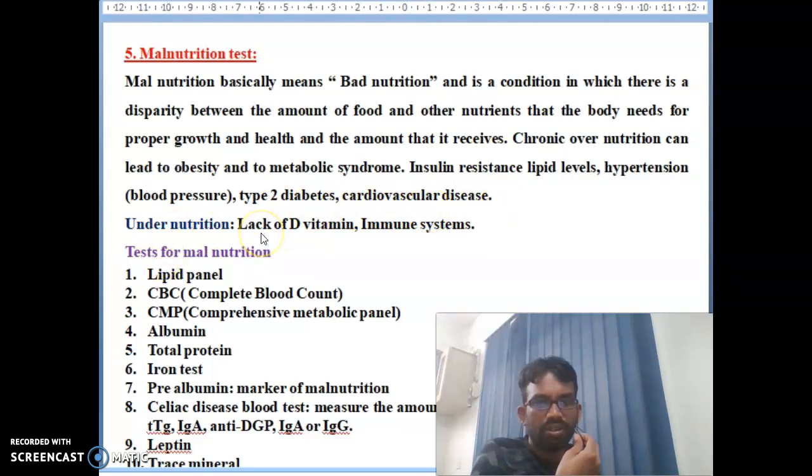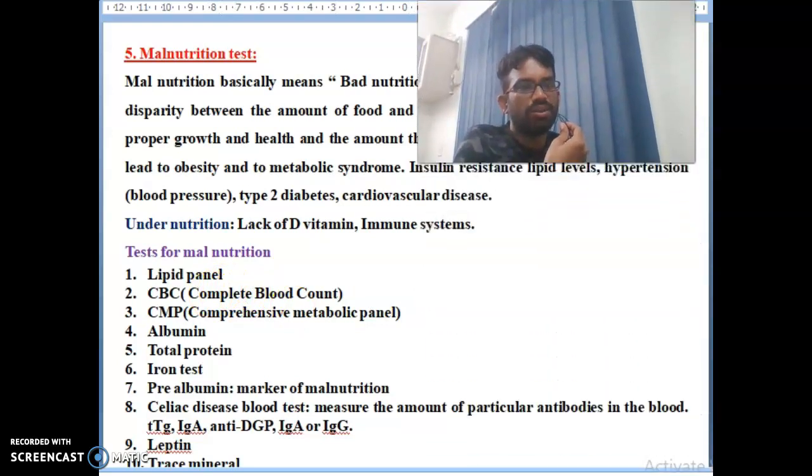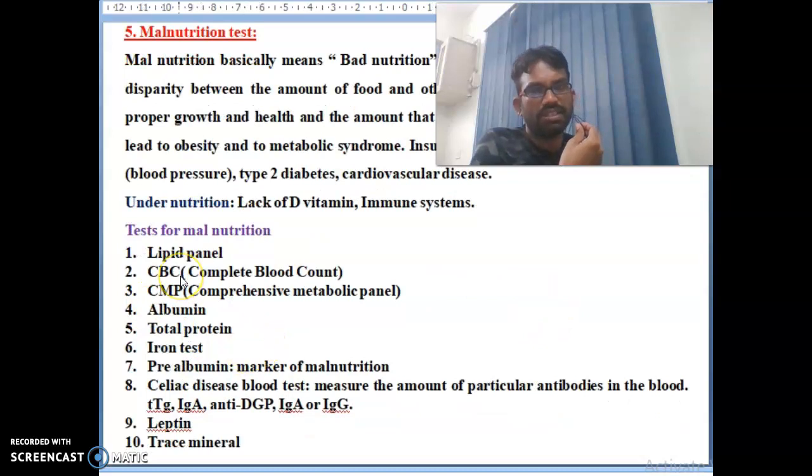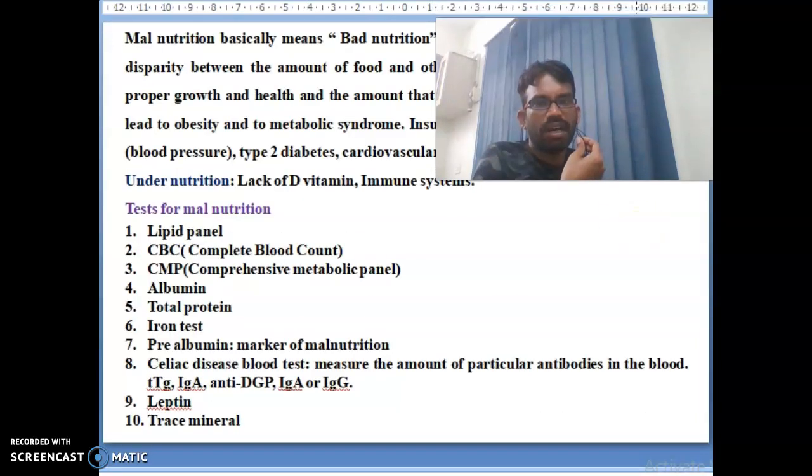You can see undernutrition and overnutrition. Undernutrition means lacking vitamins and immune system support. What are the tests for malnutrition? Generally, if you visit the hospital, they will do this type of test: lipid panel, CBC meaning complete blood count, and CMP meaning comprehensive metabolic panel, albumin test, total protein test, iron test, pre-albumin and markers of malnutrition, and things like leptin, and they will trace your minerals also. These are some malnutrition tests.